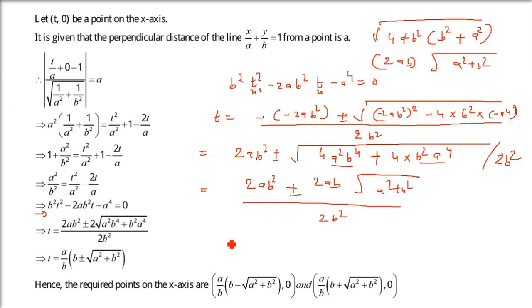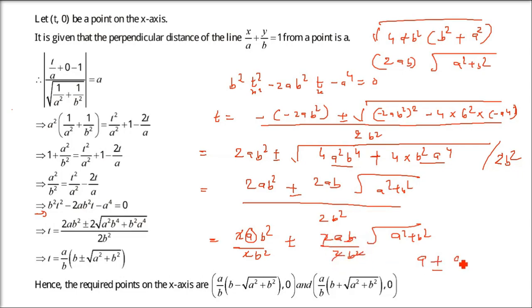So what do you get? Here you get 2ab square by 2b square plus minus 2ab by 2b square under root a square plus b square. Now 2 cancels, b square gets cancelled, only a is going to remain. So you have a here, and plus minus. Here 2 gets cancelled, b cancelled, so a by b will remain. So we have a square plus b square.